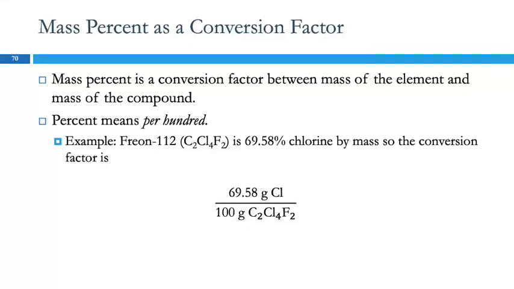Okay, we can use mass percent as a conversion factor. Mass percent can be a conversion factor between mass of the element and mass of the compound, because percent literally means per 100. So here's an example. Freon 112 is 69.58% chlorine by mass. So then we can make a conversion factor from 69.58 per 100. So 69.58 grams of chlorine, because it's this percentage chlorine, per 100 grams of compound.